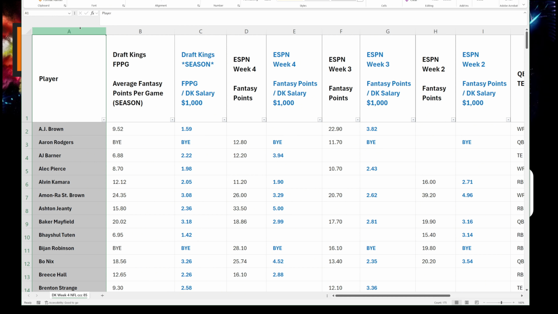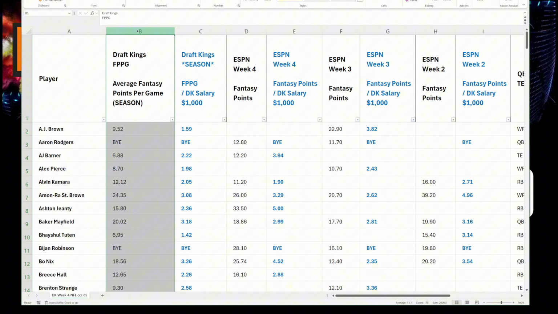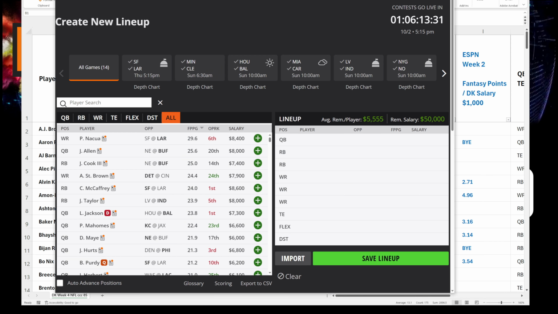The first column has the players. The second column has FPPG, which is fantasy points per game. The average fantasy points per game for the whole season, averaged out. This data is from DraftKings. So on DraftKings, FPPG, and on their website, if you click Export to CSV, you can download a CSV spreadsheet, which can be opened in an Excel file, and it will include this information as well as salary.